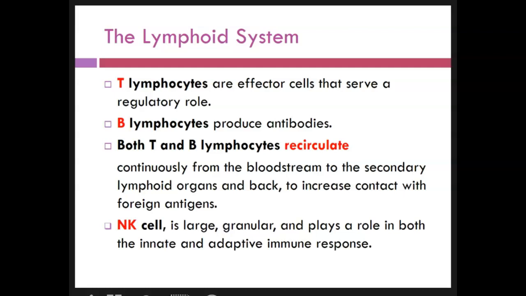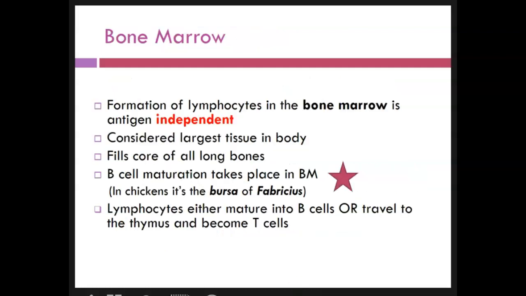Natural killer cells are very large, they're more granular, and they play a role in both the innate and adaptive immune system. So this is kind of about the adaptive immune system, but just remember that the lymphoid system is involved in both innate and adaptive if you're talking about natural killer cells. The formation of lymphocytes in the bone marrow is antigen independent. Okay, and this is good because it would be a tragedy if we only made lymphocytes when we already came into contact with a foreign antigen.